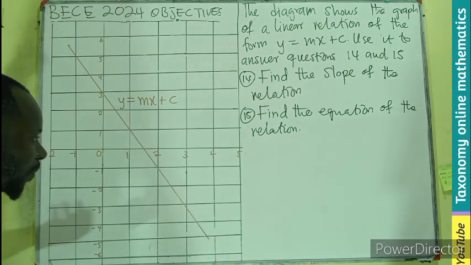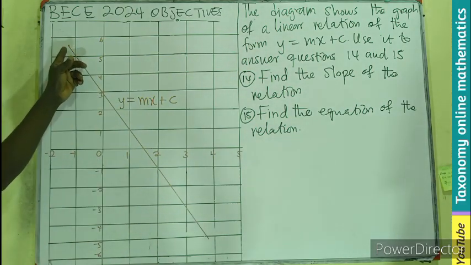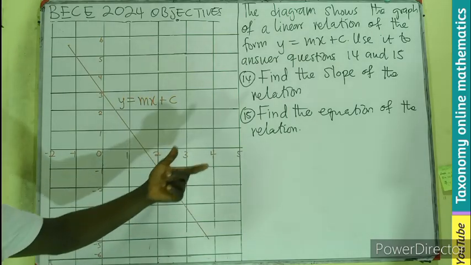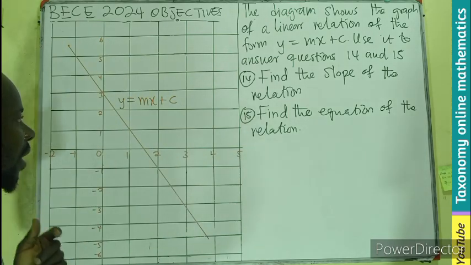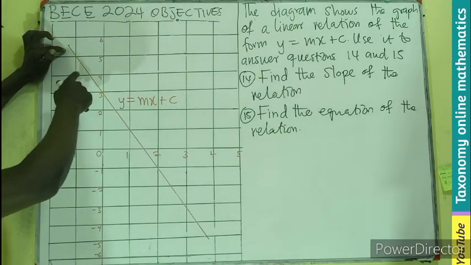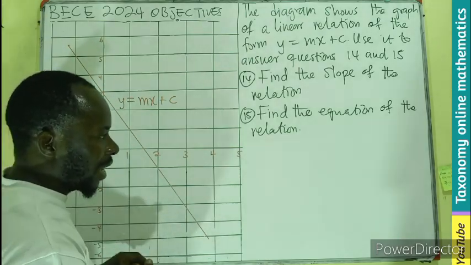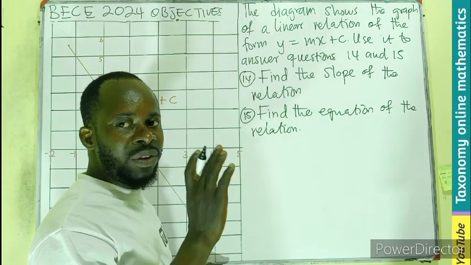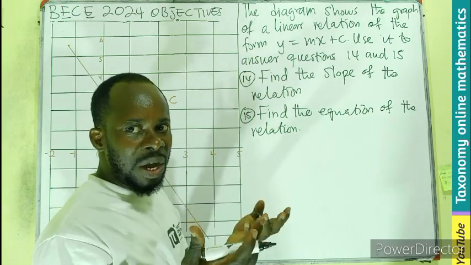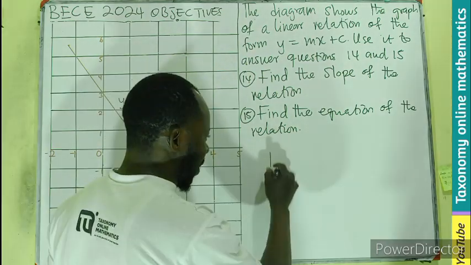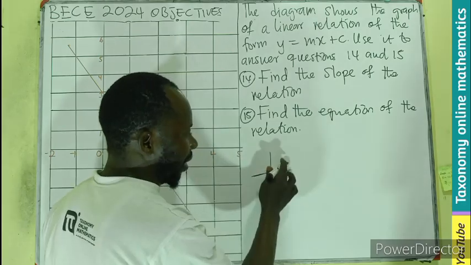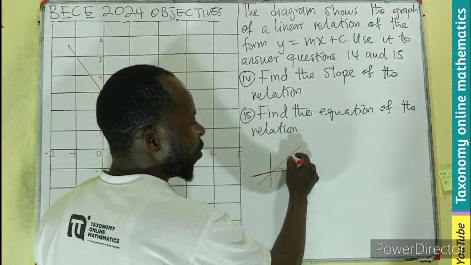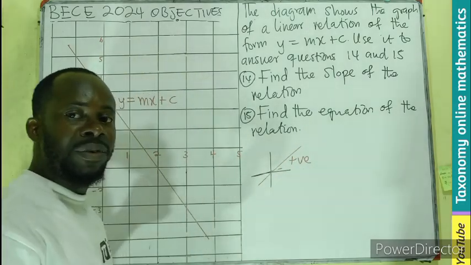So let's look at it. This is the straight line whose gradient we are asked to find. The gradient is the slope, which question 14 is asking. Now, to find the slope, we have to understand that for a straight line, the direction of the line determines the nature of the slope. If this is our Cartesian plane, and the direction is passing this way, we know we are having a positive gradient.